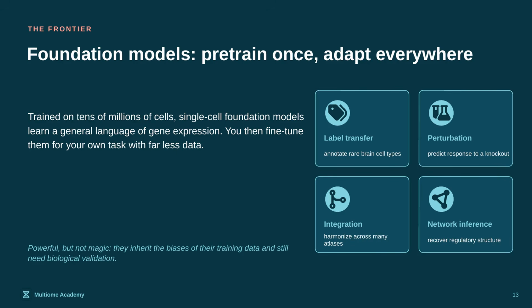Trained on tens of millions of cells, they learn a general language of gene expression, which you then fine-tune for your own task with far less data. They help with label transfer, perturbation prediction, integration, and network inference. But they are not magic. They inherit the biases of their training data and still need validation.